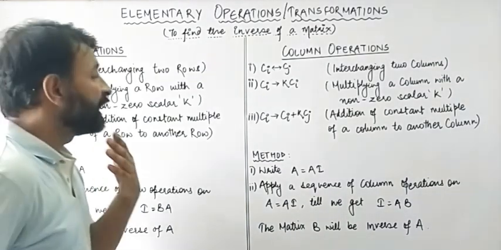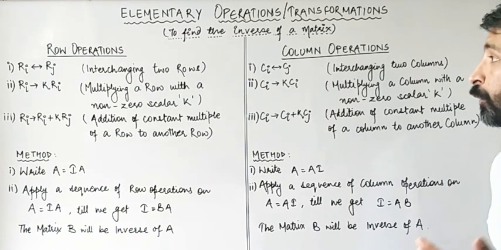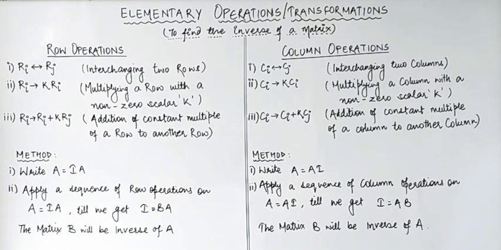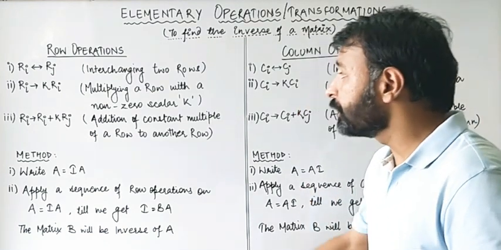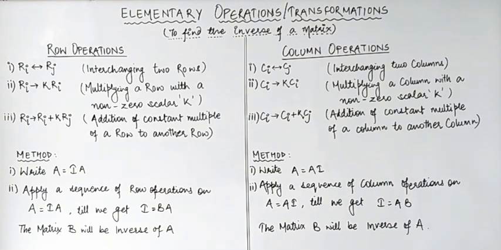First is interchanging any two rows. Second is multiplying a row with a non-zero scalar k. And the third is addition of a constant multiple of a row to another row. Now, similarly, these three operations are also done in columns.